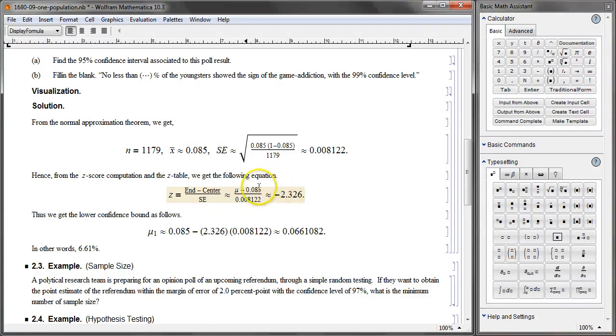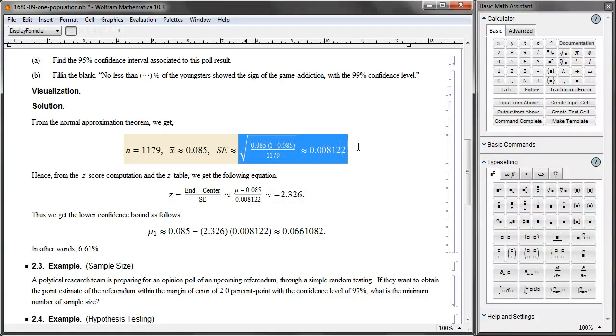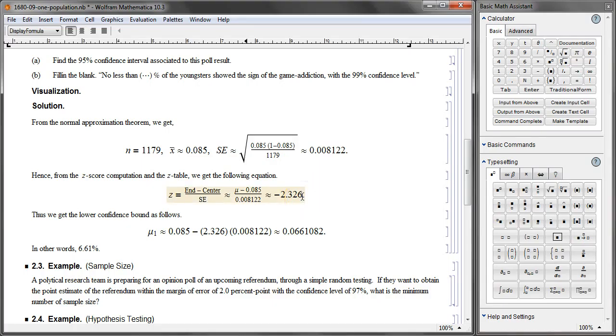The same computation follows, as a matter of fact. The center is 0.085 as before, and the standard error uses the same formula: square root of p times (1 minus p) over n. Solving this equation, we get the lower confidence bound, about 6.61%. That is, no less than 6.61% of the youngsters show signs of game addiction.